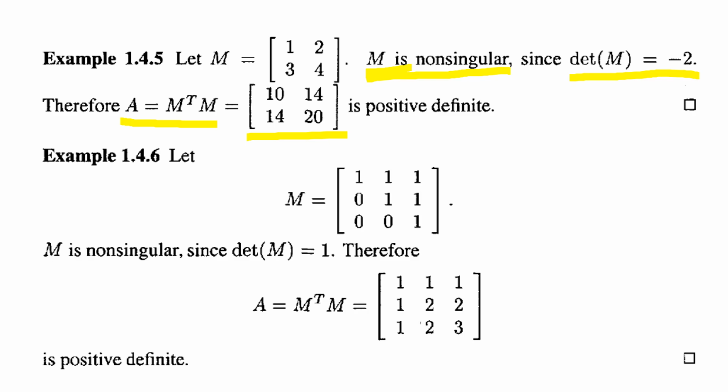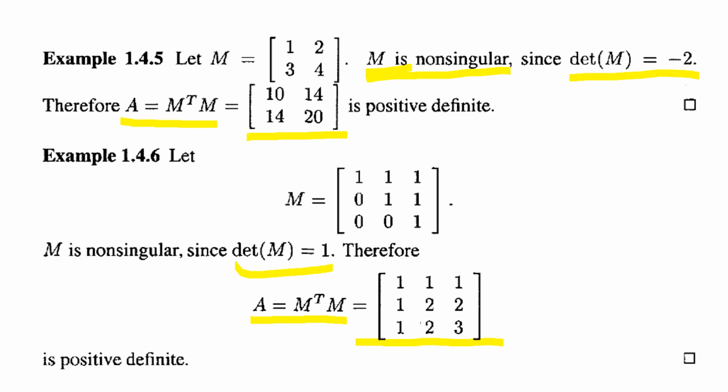Similarly, if we take M in this form, then M is non-singular because the determinant of matrix M is 1. We obtain A as the product of these two matrices, which is a 3 cross 3 matrix. This A matrix is also a positive definite matrix.